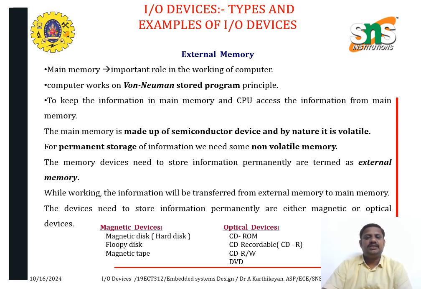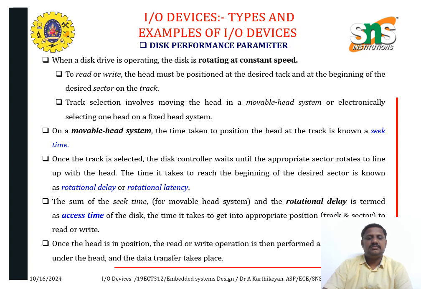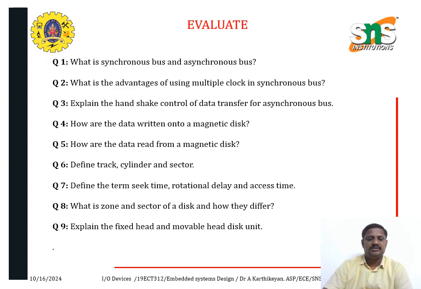External memory is managed with the von Neumann stored-program principle. Semiconductor devices are used in volatile memory, and also for permanent storage of information in non-volatile memory. For storage purposes we use external memory. We have magnetic devices like the magnetic disk, hard disk, floppy disk, magnetic tape and pen drive. Optical devices like CD-ROM, DVD-ROM and so on come under the optical storage devices. These are some important parameters for the performance of the devices.